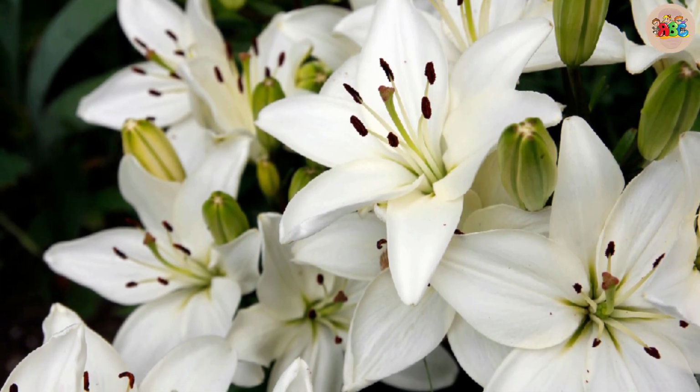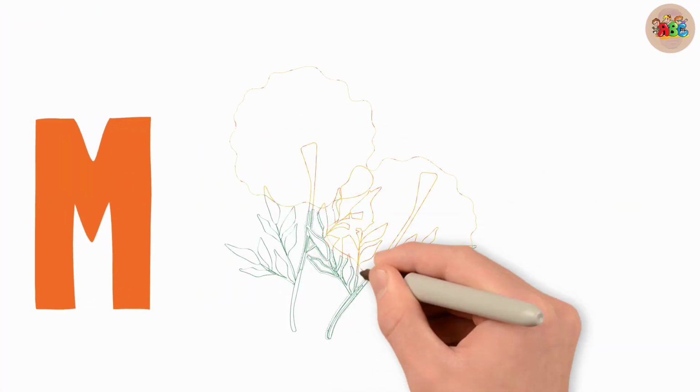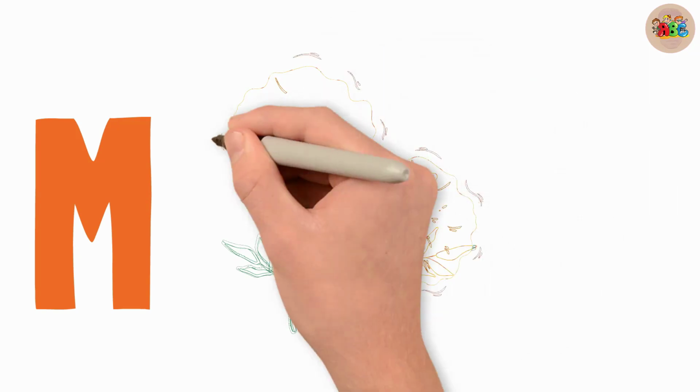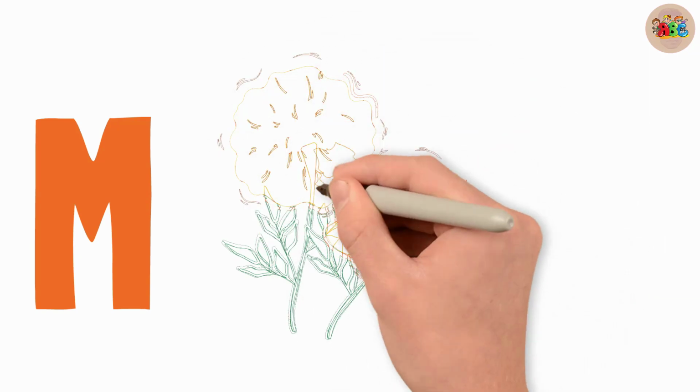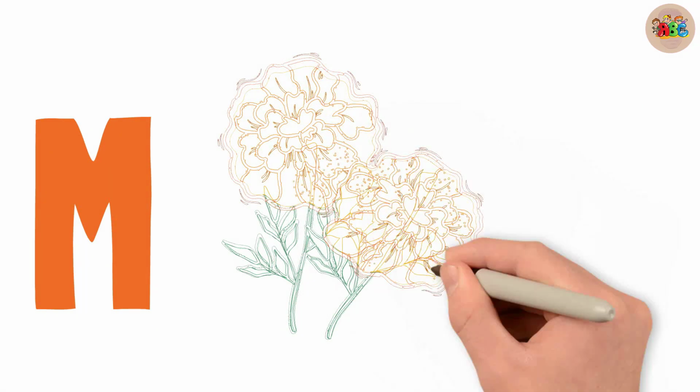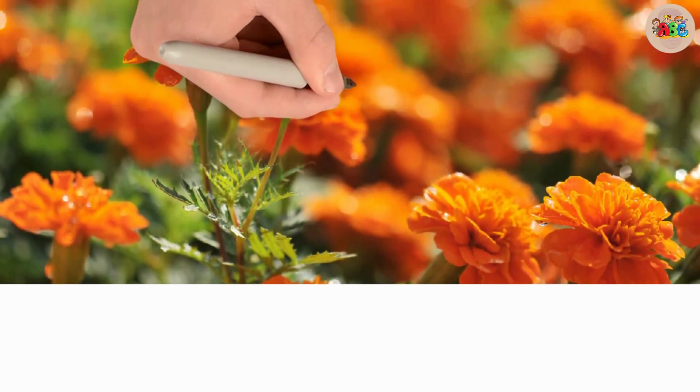A, B, C, D, E, F, G, H, I, J, K, L, M, N, O, P, M. M for marigold. Now I know my ABCs. Marigold.